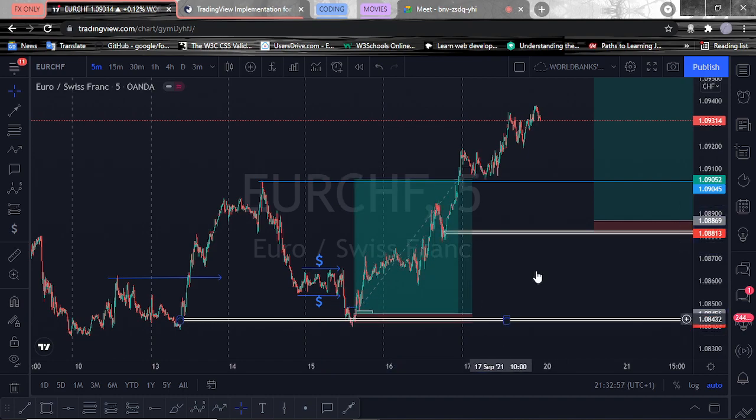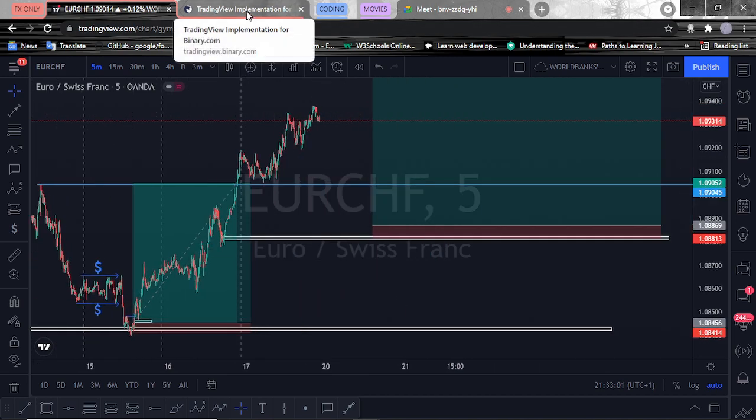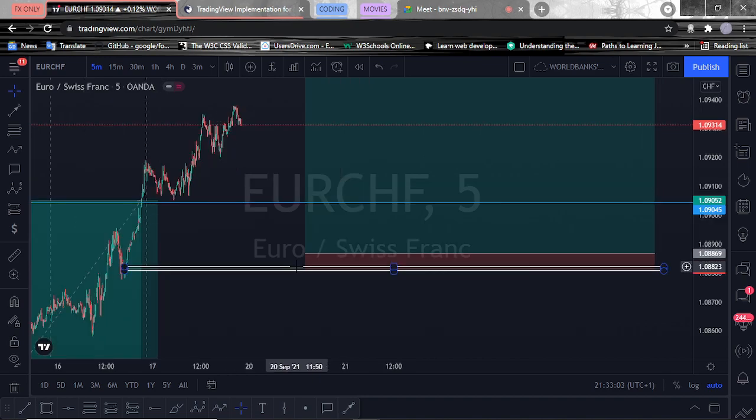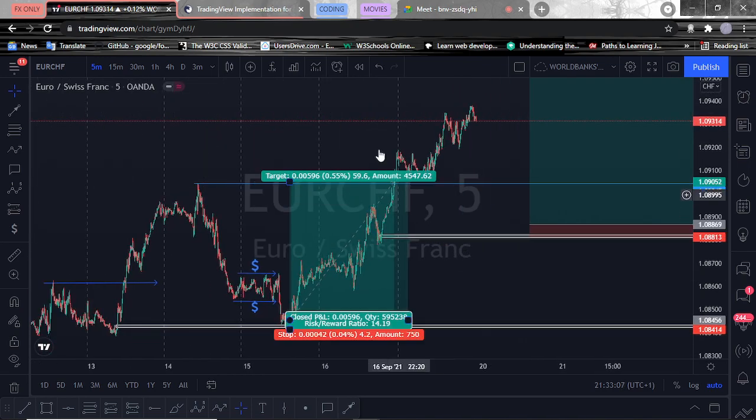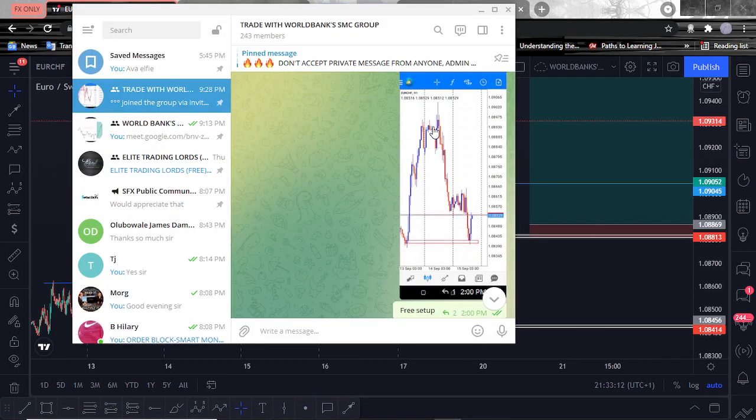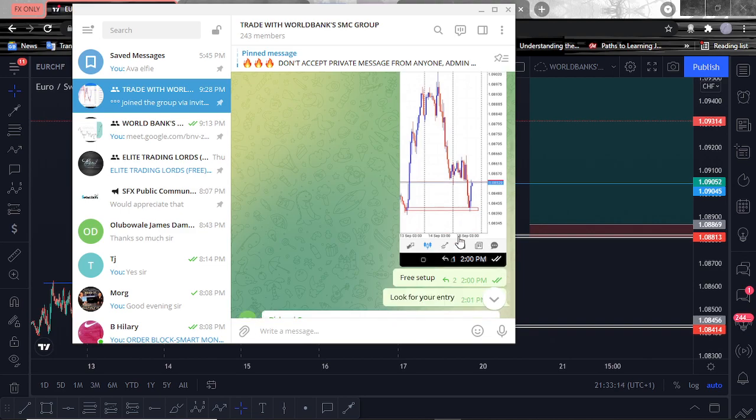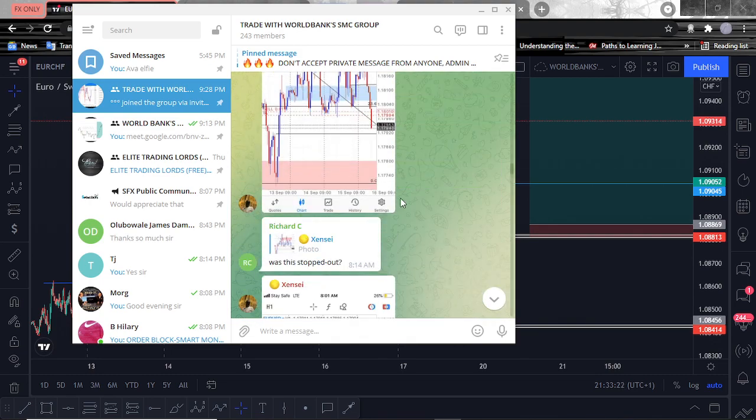If you know some things in these markets, your risk appetite will be very, very small. When you even lose, you won't be pained at all. So I think those are the setups. You can see Euro CHF immediately mitigated, free setup. Look for your entry. It hadn't even started moving at all. Then I think that was all.